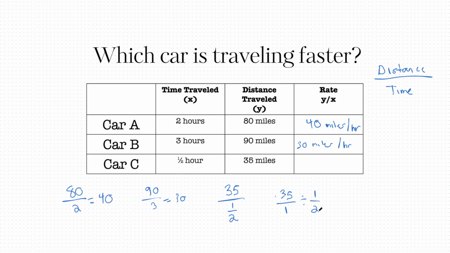Now, remember, the rule when dividing fractions is you multiply by the reciprocal, right? So this is really going to be 35 over 1 times, now the reciprocal of 1/2 is 2 over 1. And now when I multiply 35 times 2, I get 70. And then 1 times 1 is 1. So car C was traveling at 70 miles per hour. There it is. So the answer to the question, which car is traveling the fastest, should be car C.